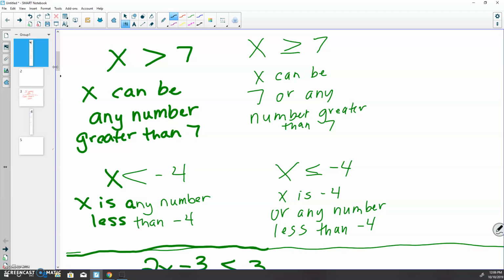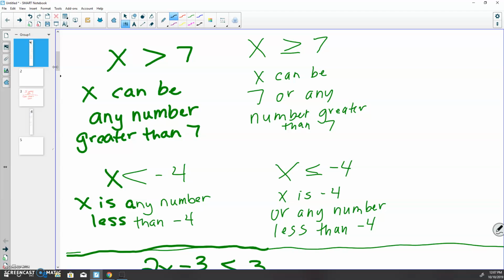Or sorry, not less than, x is greater than 7. x can be any number greater than 7. Then right there on the right it says x is greater than or equal to 7. So x can be 7, it can be equal to 7, or any number greater than 7.